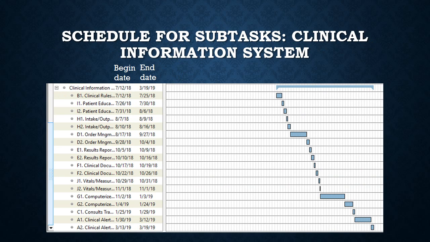Alright, lastly we have clinical information systems, and this high-level task had 10 subtasks within it, starting with clinical rules, followed by patient education, intake/output, order management, results reporting, clinical documenting, vital/measurements, computerized provider order entry, consults, consults tracking, and lastly, clinical alerts and reminders.